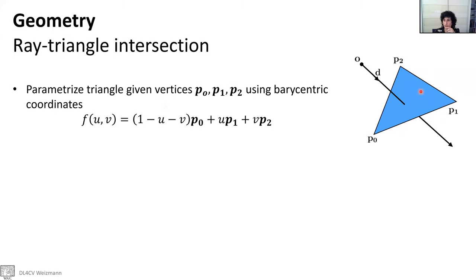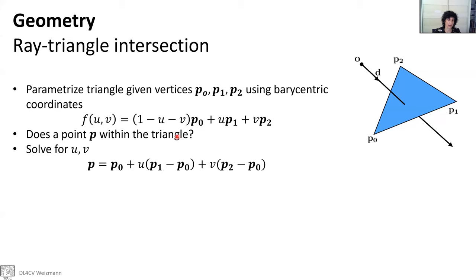So I have a triangle, and I have a ray parameterized by O and D. And I'm going to use the parameterization of the barycentric coordinates. It means that I can write any point on the triangle as U times P1, V times P2, and the rest times P0. Now, I would like to know, does the point P reside on the triangle? So I'm taking the point that I already calculated from the intersection of the plane and the ray. I'll call it P, for example. And then I'm solving the following equation for U and V.